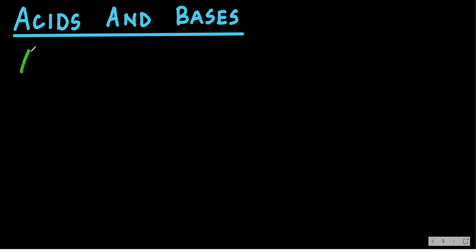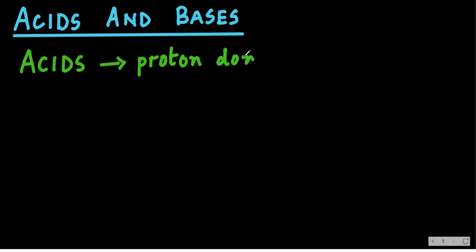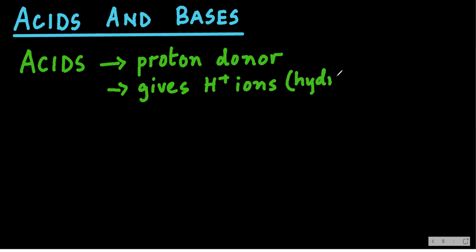When we are talking about acids, the very first thing that comes to our mind is that they are proton donors. This is a good definition to use when you are writing definitions for GCSE and IGCSE. So, acids are proton donors. Which ions do they give? They give H plus ions. H plus ions are hydrogen ions in water.